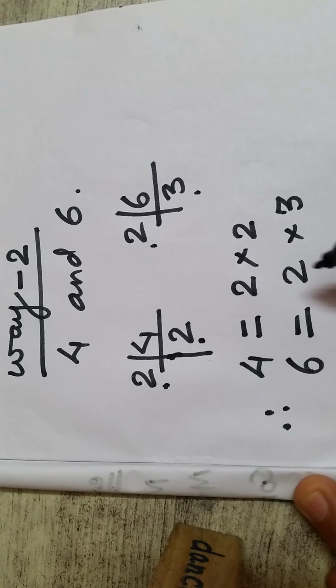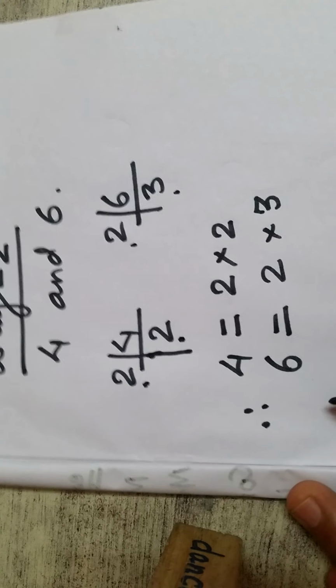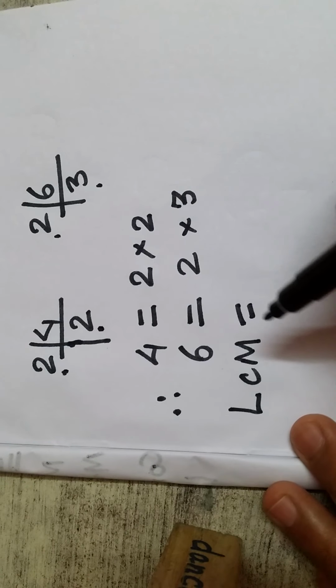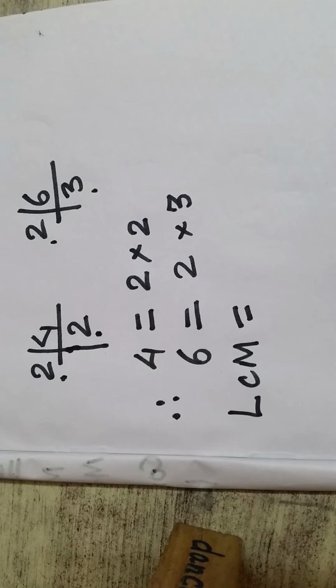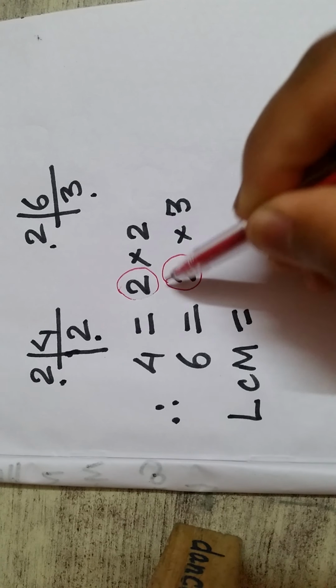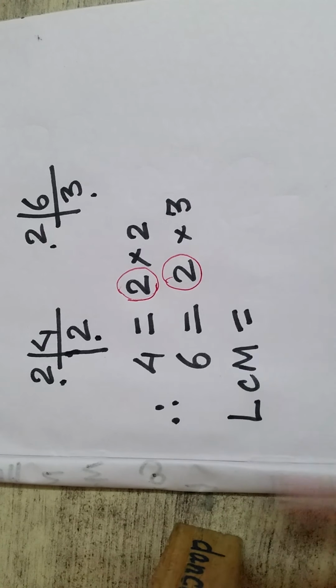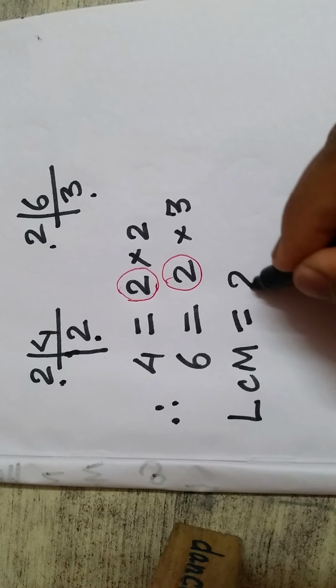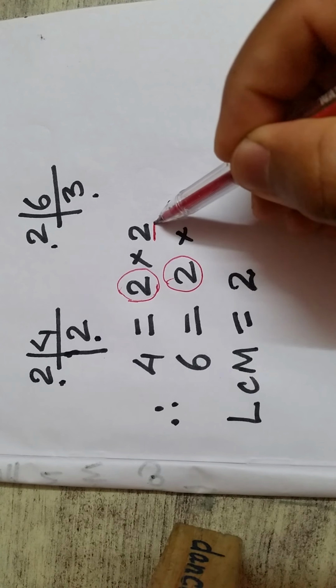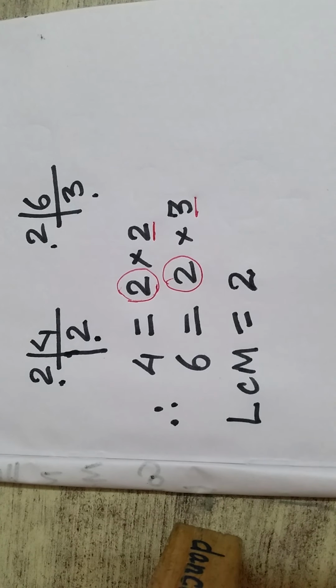So now while finding the LCM, LCM is equal to, what we can take is, these are the common factors, that we write once, only one time, and there are no other common factors, but even these uncommon factors also are written.